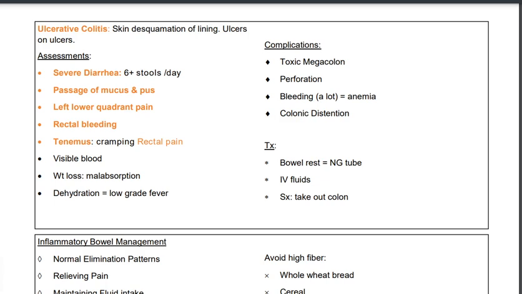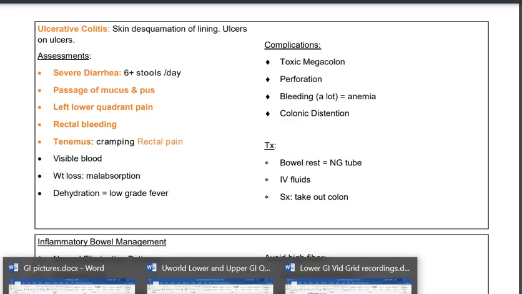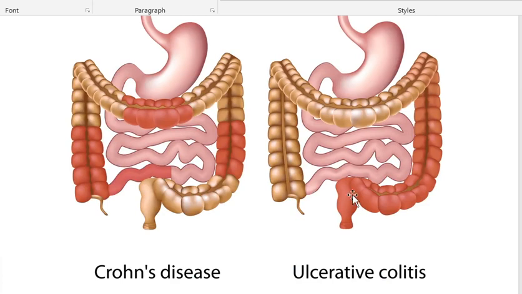Toxic megacolon happens when the tissue in the colon changes. Earlier in the video, I talked about, let's see if we can go back to it. Right here, you don't see it, but these nice little haustral pouches are supposed to be there. But with ulcerative colitis, this whole area is so raw and inflamed that the haustral pouches lose their shape and they balloon out.